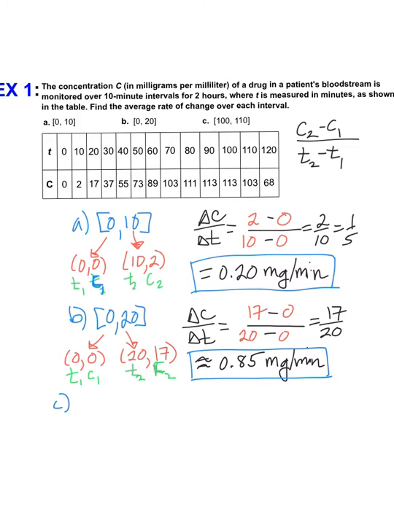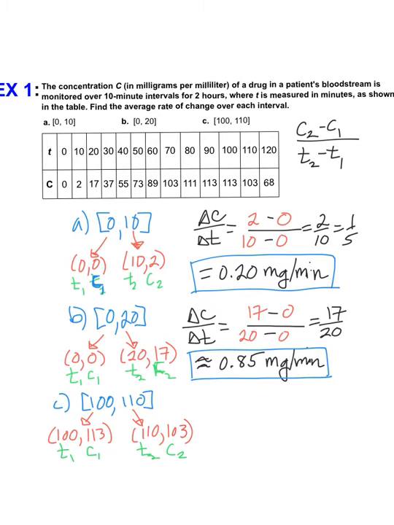And then we're going to look at our last interval, which is 100 to 110. So to get my ordered pairs, again, I'm just looking at the table. I'm going to start with my first X value, which is 100. And according to the table, 113 goes with 100. And then my second X value is going to be 110. And according to my table, 103 goes with 110. And so this gives me my T sub 1, C sub 1, T sub 2, C sub 2.